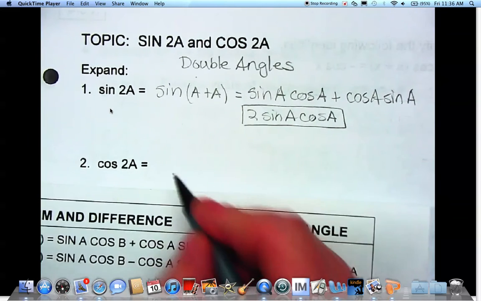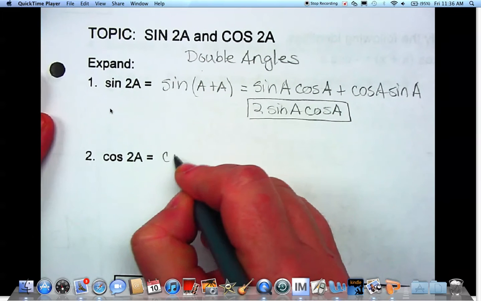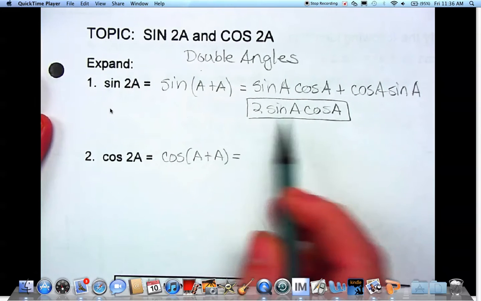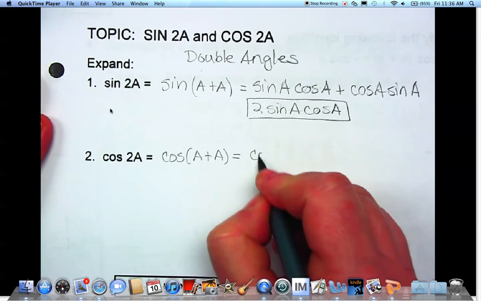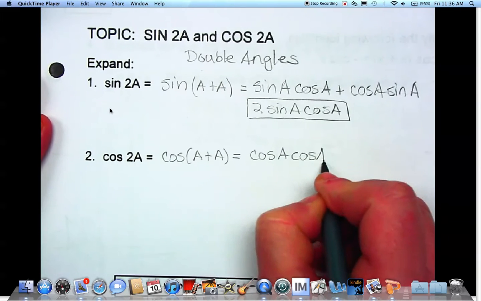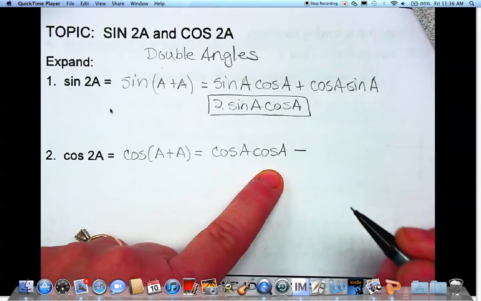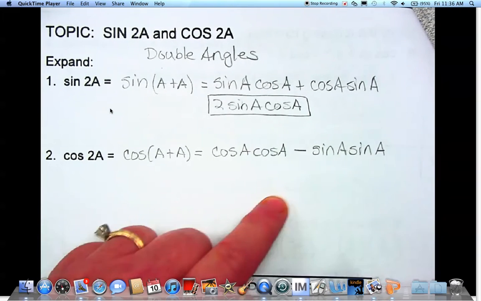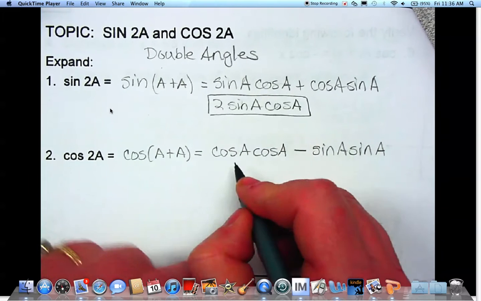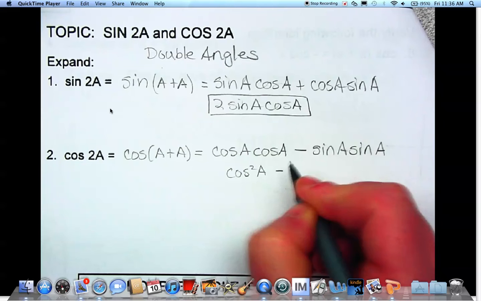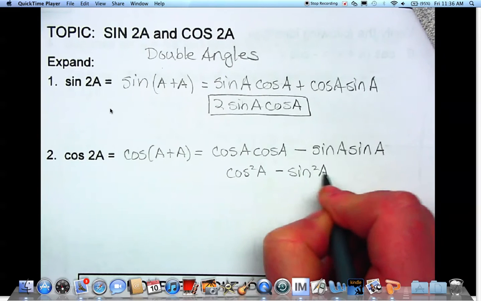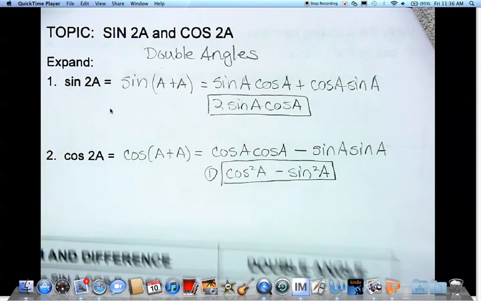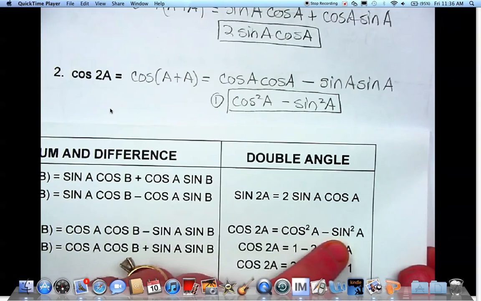Then cosine 2a, we're going to do the same thing with it. Cosine of a plus a. Now, cosine is not sine, is it? What is it? Remember? Cosine a, cosine a, and it's opposite. It's minus, isn't it? Minus sine a, sine a. So what is cosine a times cosine a? Cosine squared a minus sine squared a. And that is an identity for cosine 2a. That's one of them. Cosine squared a minus sine squared a.